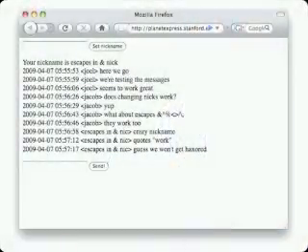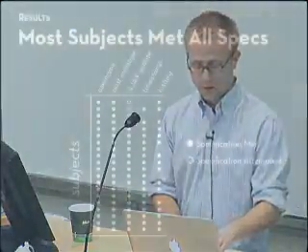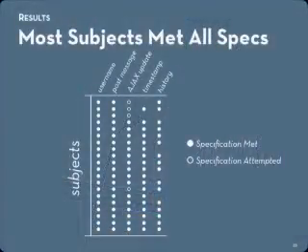So here's one participant's chat room that met all of the specifications. And indeed, most participants met all of the specifications. This table lists one subject per row and shows what specifications they met. An unfilled circle means that they started on a specification but didn't complete it. As you can see, 13 of the 20 participants met them all, and most met almost all of them.